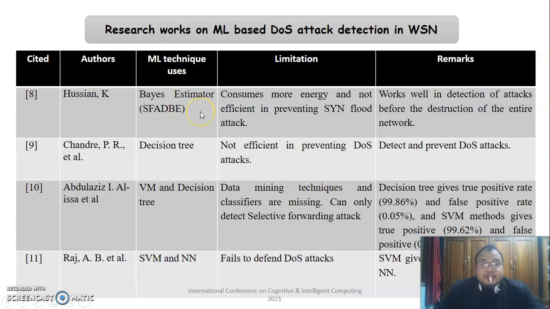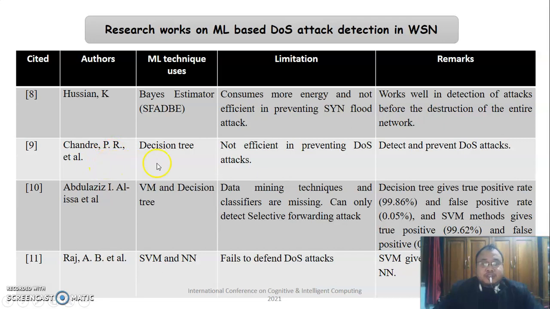So the machine learning technique that they employed is bias estimator. The limitation of their work is it consumes more energy and it is not efficient in preventing flood attack. And the remark of their work is it works well in detection of attacks before the destruction of the entire network. And the next paper is Chandre PR et al.